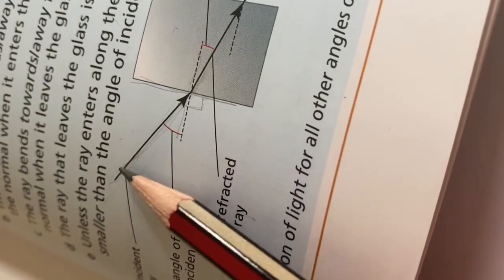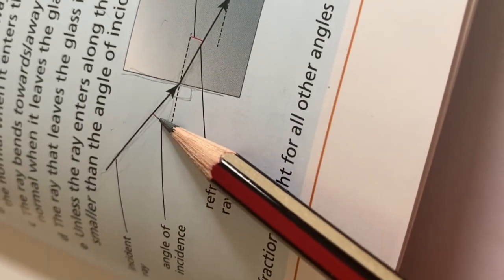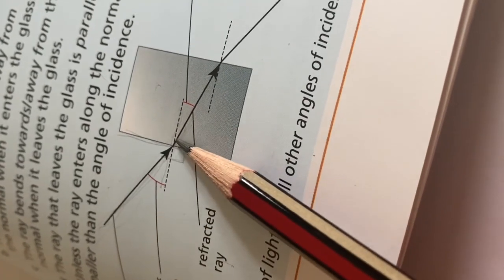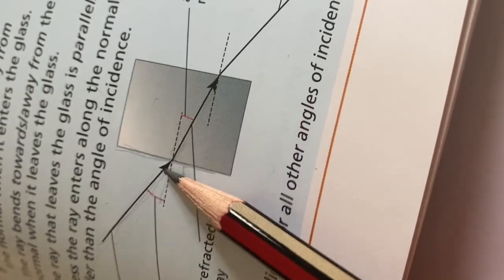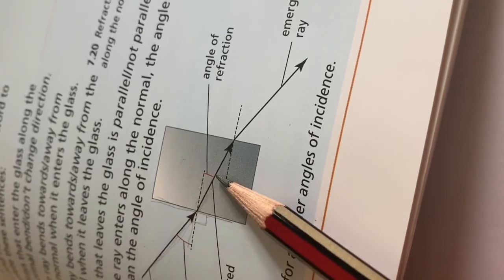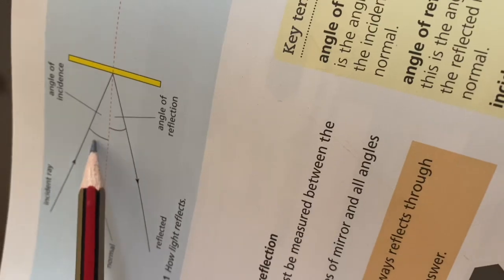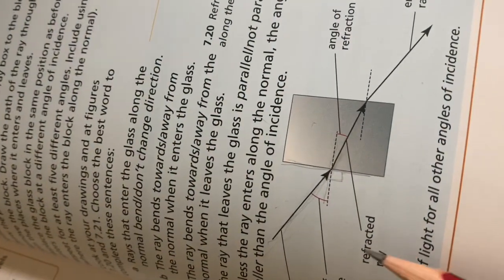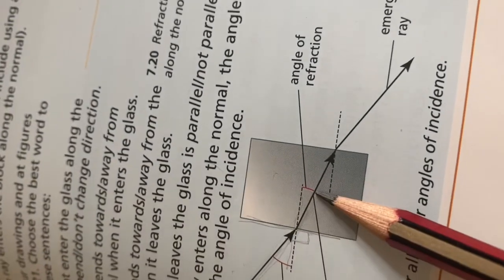The angle between the incident ray and the normal is called the angle of incidence. The angle between the refracted ray and the normal is called the angle of refraction. As you can see, they are not equal, not like when the light is reflected. If you go back to the lesson of reflection of light, the angle of reflection always equals the angle of incidence, while in refraction, they are not equal. Case number one is air to glass. Case number two is glass to air.